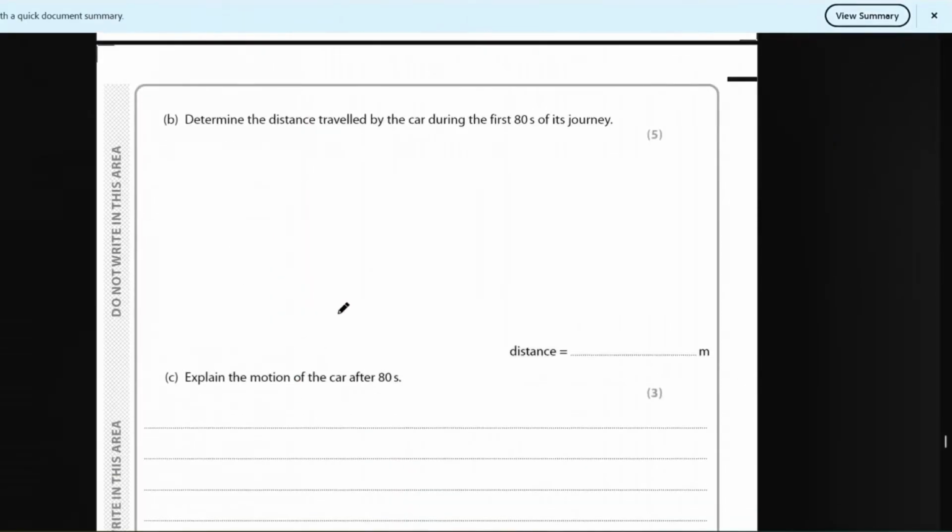Question B, determine the distance traveled by the car during the first 80 seconds of its journey. In order to calculate the distance traveled from a velocity time graph, the area under the graph gives us the distance traveled. So let's look at a graph.